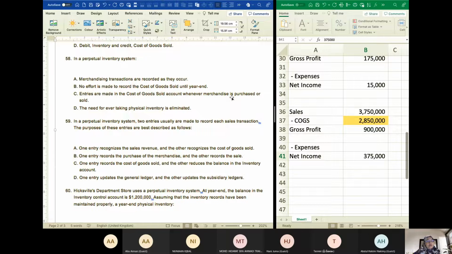Because we only record COGS when goods are sold. So C is out. D, the need for taking a physical count is eliminated. Even though you do have a perpetual inventory, you still need to do a physical stock take in order to compare your physical inventory with your values in the account. So D is wrong. So which one is the answer then?